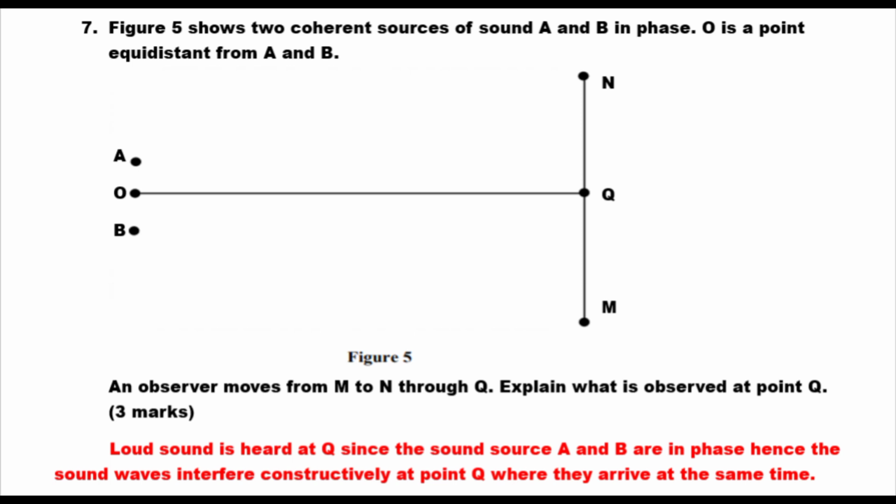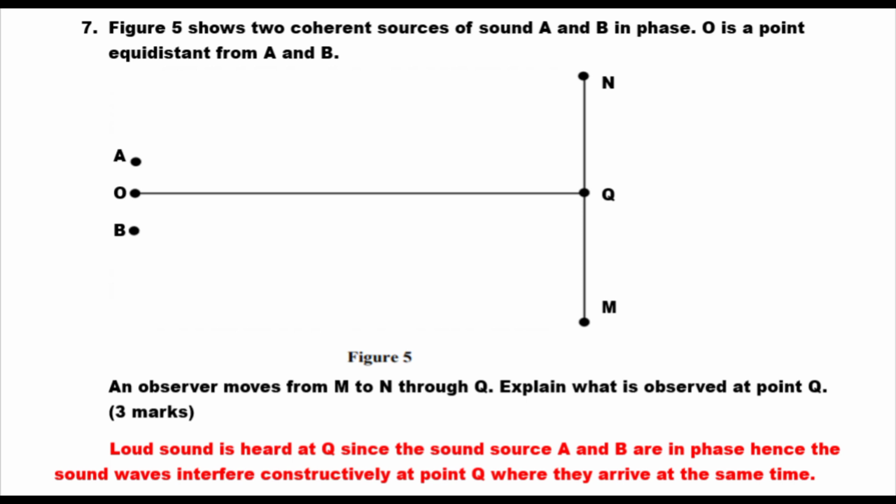Then the observer is moving from M to N through Q. Explain what is observed at point Q. So you realize that at point Q there is loud sound that is heard, and that is because that is a point of constructive interference.